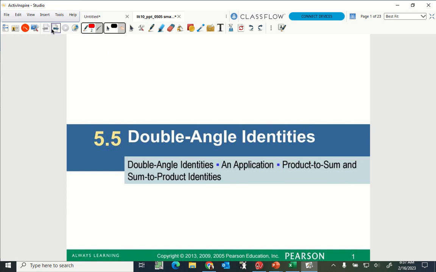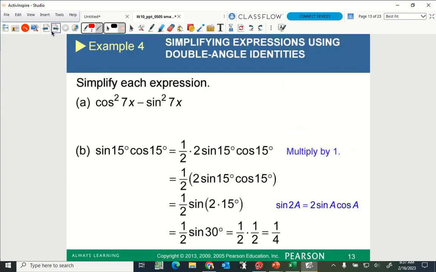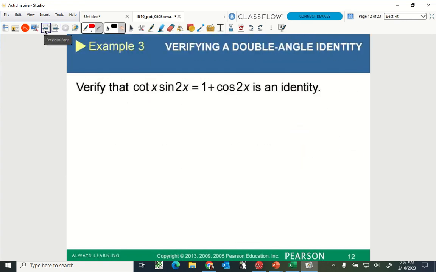All right. Okay, so what example are we left on? Three. Okay, so let me go there. Right here? Yes. Okay, so now we're going to verify this. But when we verify it, if you notice, we have a cotangent x and a sine of 2x. So 2x represents a double angle, right there on top.